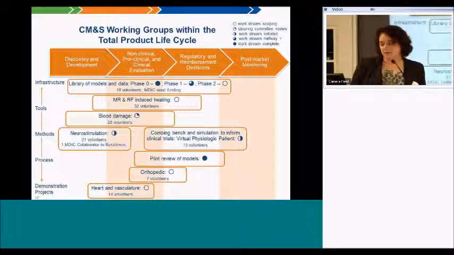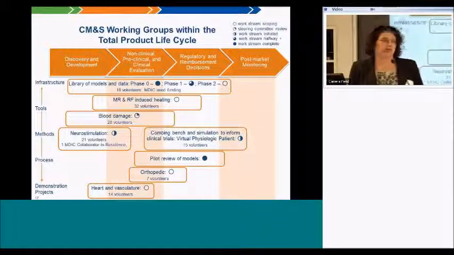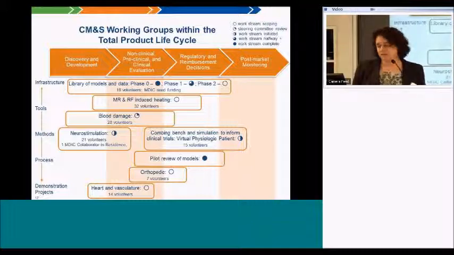If we take a step down, we see we also have the MR and RF-induced heating and the blood damage working group looking to create tools. In each of these instances, what's being identified is the major gaps in the use of computer modeling and simulation isn't the next best model, but rather it's data, high-quality data that's used either to validate the model or as an input to the model. And what we found is that many of our working groups are focused on that.